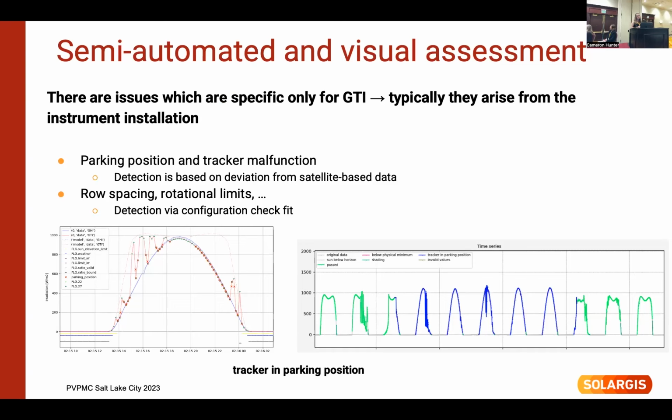where we actually detect it using satellite-based model data. Because when we have parking position, our GTI basically goes to GHI. And then also we have other parameters, as I mentioned, configuration parameters, row spacing, rotational limits, and so on. And we are detecting these via this big configuration fit at the beginning.